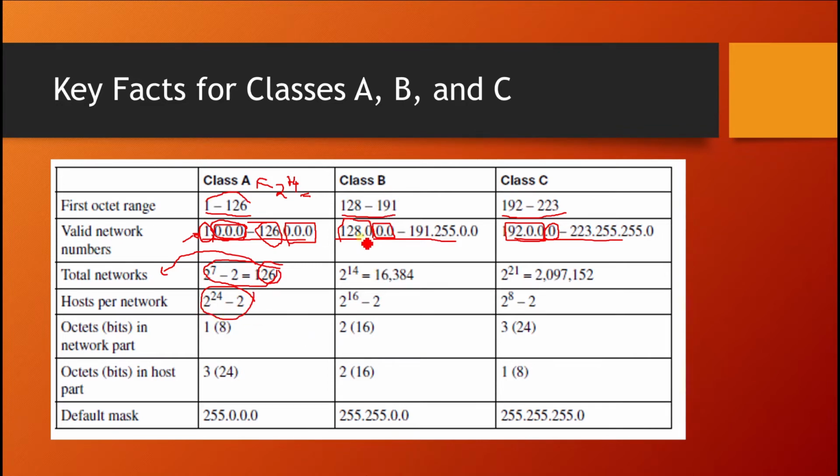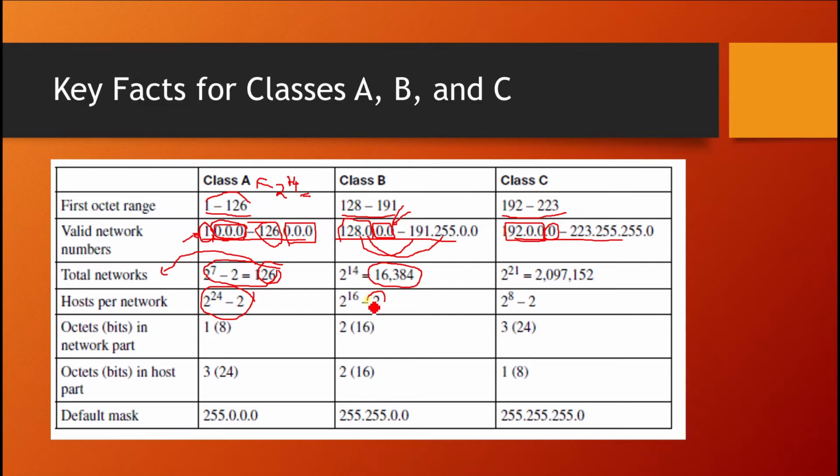If you see class B, we can change the first from 128 to 191, and the second can be changed from 0 to 255. So pretty much this is around 63 and this is 255. So 255 times 63 is going to be around 16,000 different networks. How many host bits are there? As I said, these two are the host bits. I can change this one from 0 to 255, and this one also from 0 to 255. So it's 255 times 255, which is 2 to the power 8 times 2 to the power 8, so 2 to the power 16.